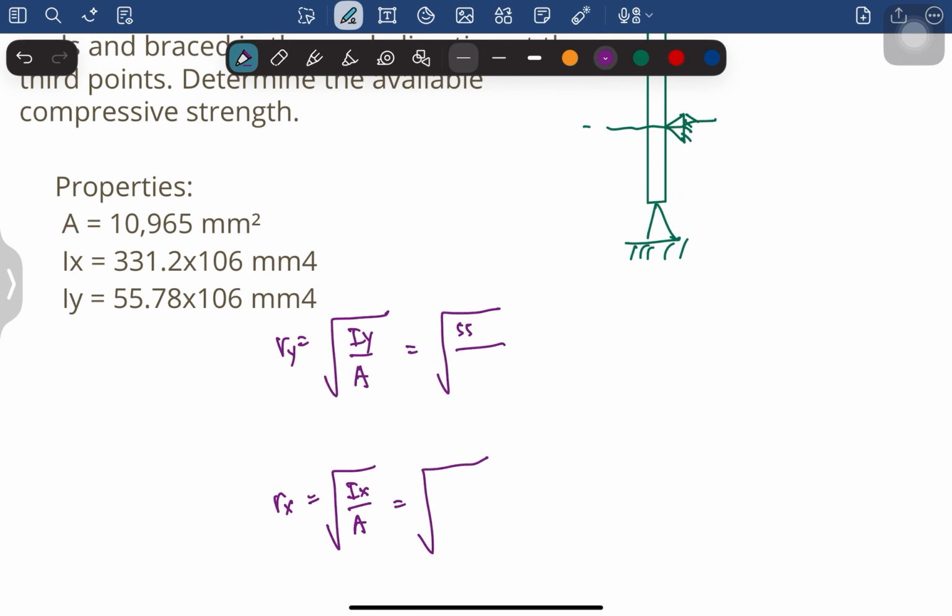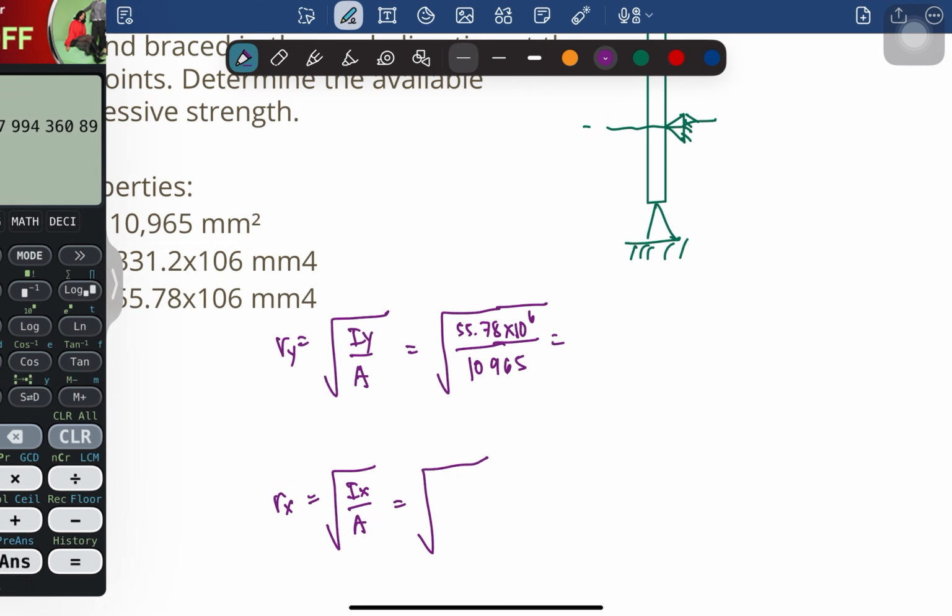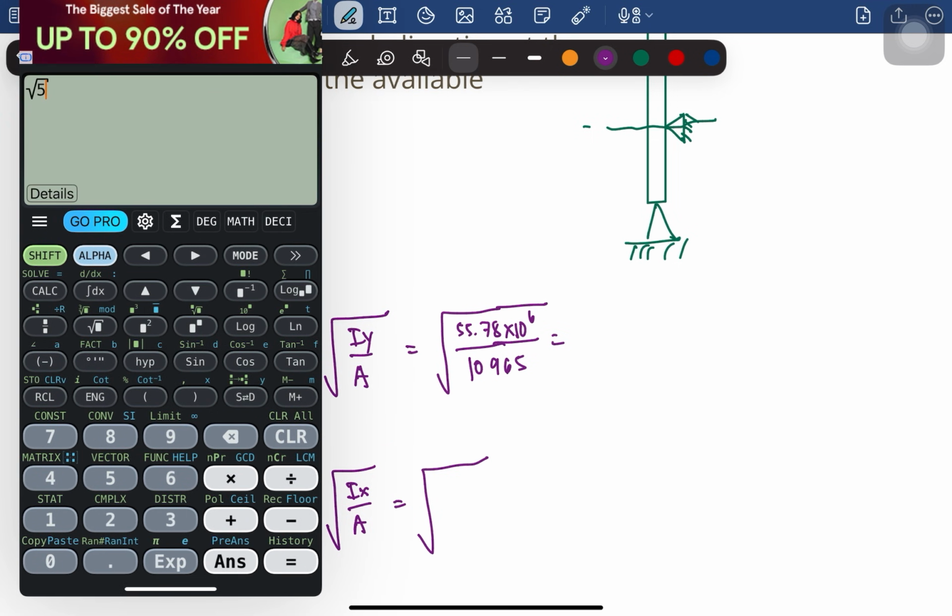So 55.78 times 10 raised to 6 over 10,965 is equal to the square root of 55.78 times 10 raised to 6 over 10,965. 71 yung radius of gyration for ry.